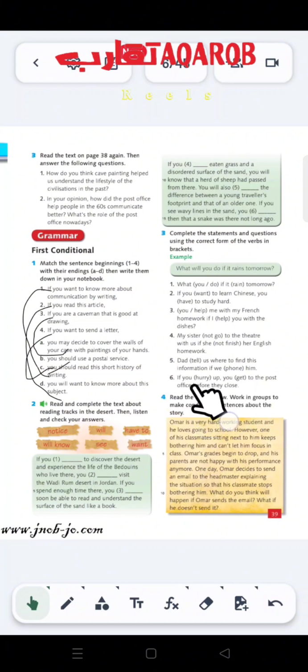Number 6, if you hurry up, you get to the post office before they close. First one is if they close, so if you hurry up, the same. You, here we must use will because it's the main clause. You will get to the post office before they close.